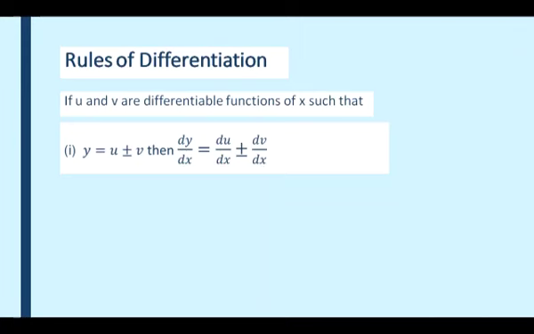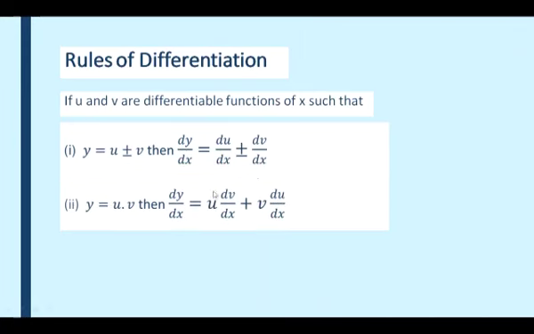Let's see about multiplication. So if y equal to uv, I'll consider u as the first function and v as the second function. You can take v as the first function and u as the second function. There is no problem in that. So how will we write the derivative? dy by dx is equal to first function times the derivative of the second function plus second function times the derivative of the first function.